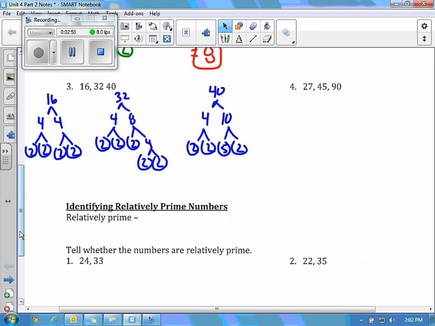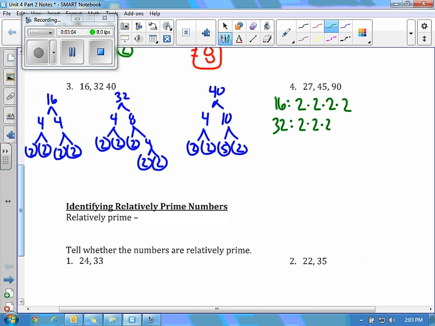Now, I'm going to go ahead and work into the next one just because I'm going to run out of room. So for 16, I have 2 times 2 times 2 times 2. For 32, I have 5 2s. And then for 40, I have 3 2s and 5.